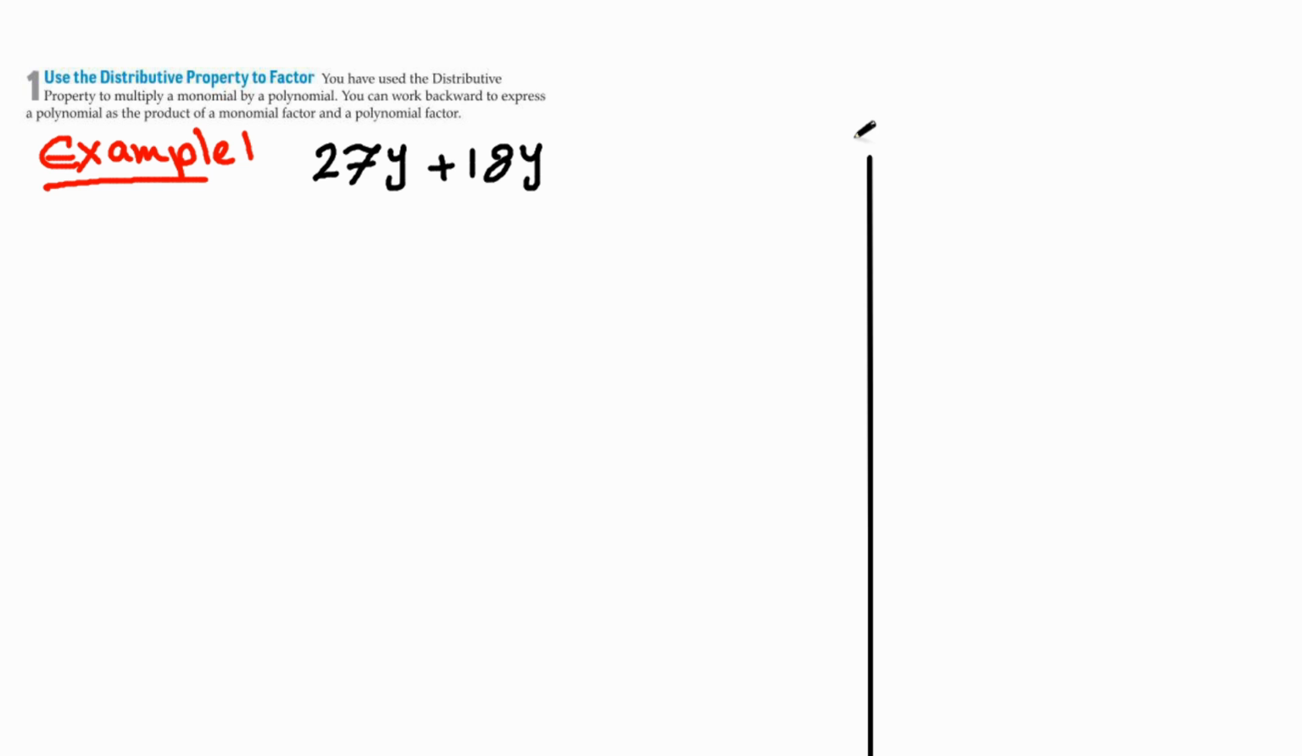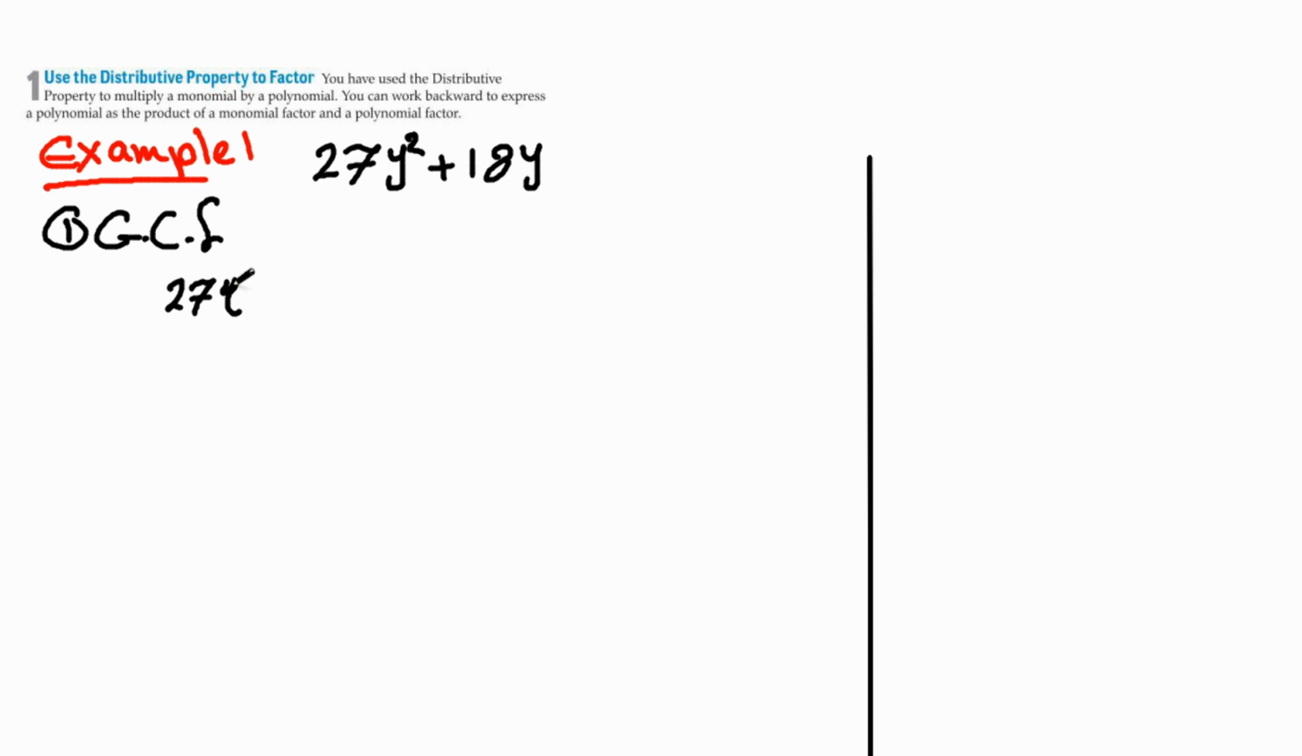Now, let's use the distributive property to factor. Example number 1: 27y to the power of 2 plus 18y. The first step is to get the greatest common factor between the two terms of this polynomial. Let's remember how to get the greatest common factor between them. The first step is to factorize each term and write it as the product of its prime factors.